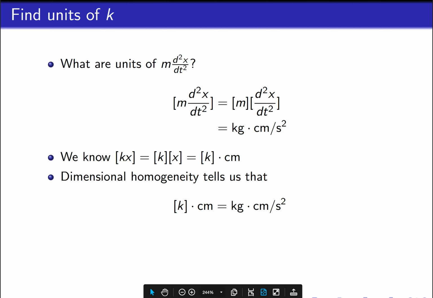Now the goal is simply to solve for the units of k. We can divide both sides by centimeters and determine that the units of k will be kilograms per second squared. This general technique can be used whenever an equation is given, and almost all of the quantity units are known except for one, and we can solve for the units of that one unknown quantity.